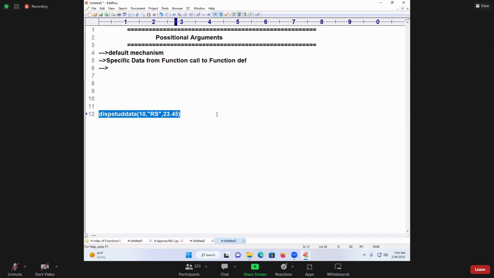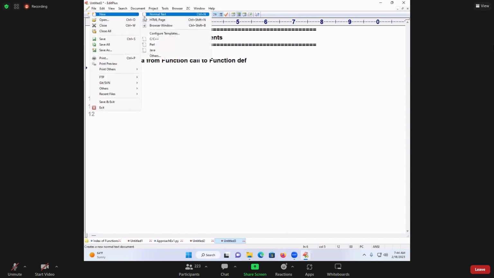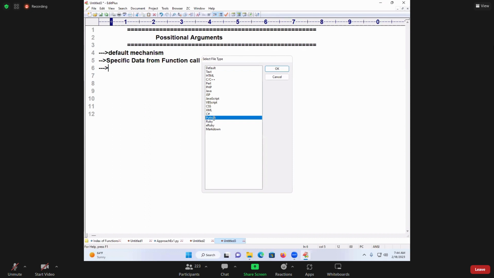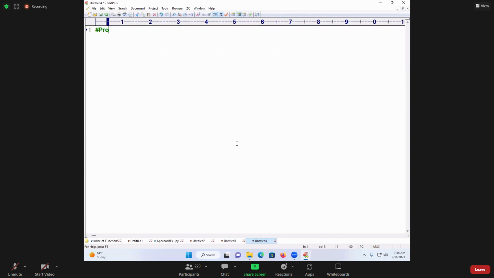Let me go to one example, student. Let me go to one example and I will come back and fill that up, because I will show you with an example. Let's go to new and say here: program for demonstrating positional arguments. I'm going to take the main program.